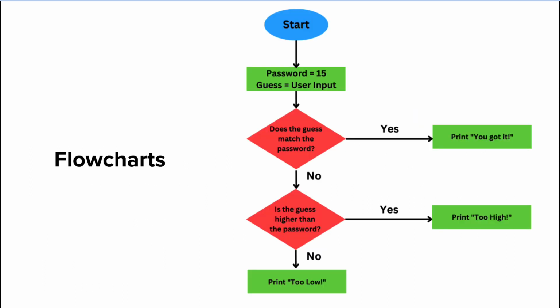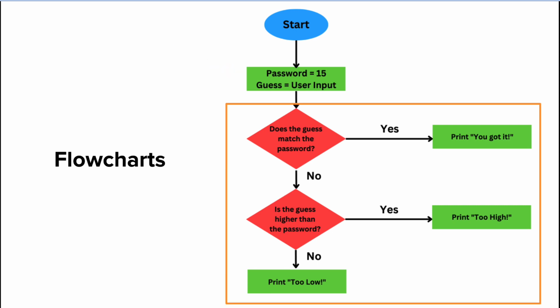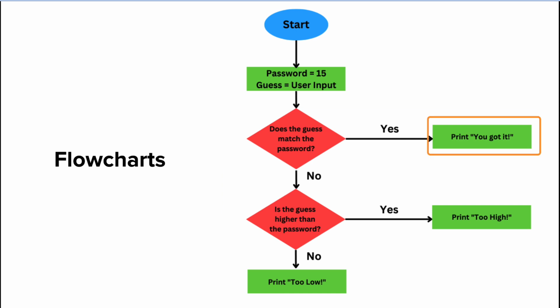Flowcharts are another useful tool for planning a program. These come in handy when writing conditionals. The flowchart shown here represents the conditional that we wrote in that last problem. Here are the initial variables, and this section is the conditional. If the guess matches the password, then this message is printed. If the guess doesn't match the password, then the flowchart continues to the next condition. If the guess is higher than the password, then too high is printed. If this condition is false, then the guess must be less than the password, and too low is printed.